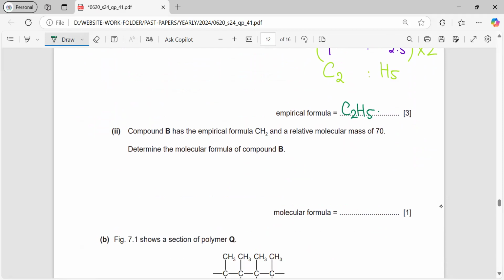Next, compound B has the empirical formula CH2 and a relative molecular mass of 70. Determine the molecular formula of compound B. Now to find the molecular formula, we have this equation: the molecular formula is equal to n times the empirical formula.